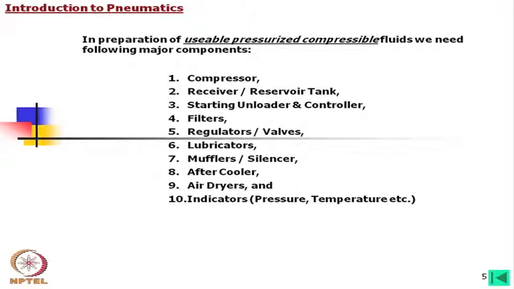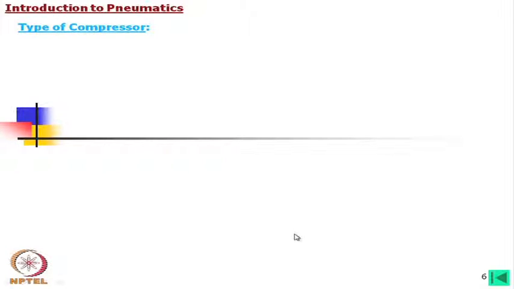Also sometimes a set of pressure indicators is kept to inspect the pressure and temperature at different points. That is sometimes needed, because there will be a very big pipeline for the supply of the air pressure. Sometimes it is very difficult to find where the actual pressure drop is occurring. So, for that purpose we need a separate unit, a pressure and temperature indicator. Now, we will come to these components. What are the components? And the most important is the compressor.